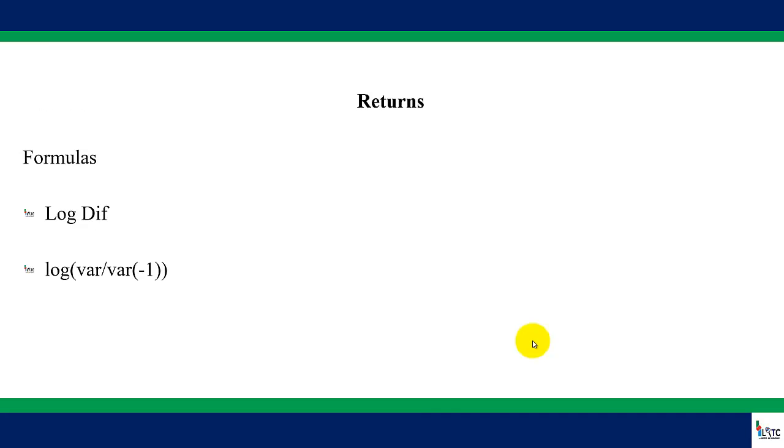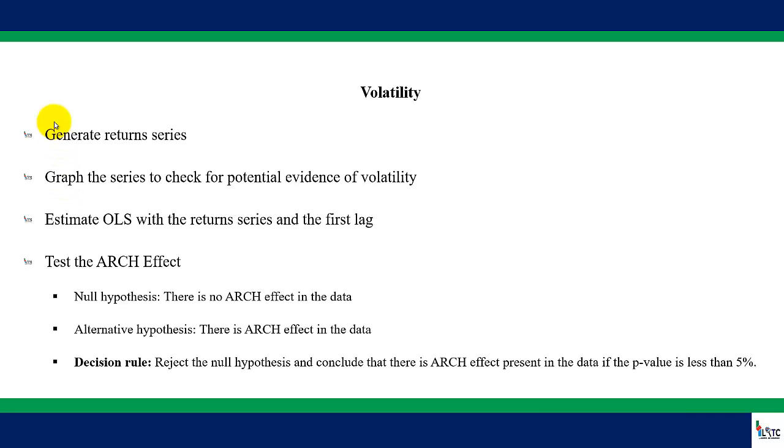To generate returns, you need these two formulas. The first one is available in Eviews by default, while the second formula you need to enter in the Eviews command yourself. And the second formula simply says log of the variable divided by the previous value of the variable. So the variable and the division will be in a bracket, then you find the log.